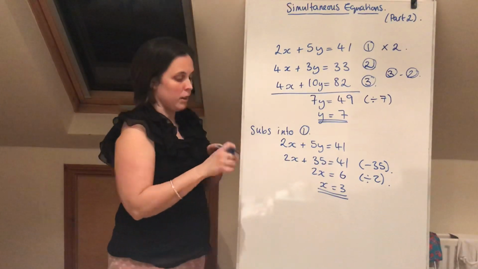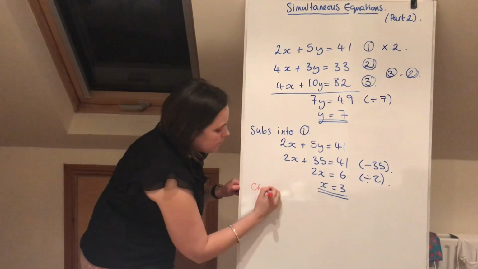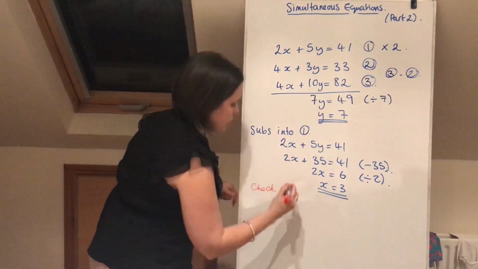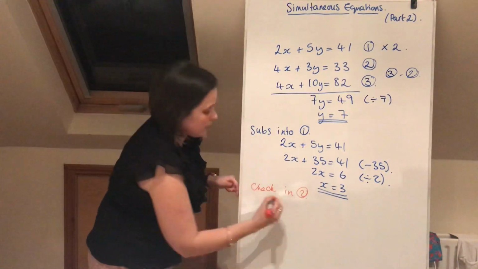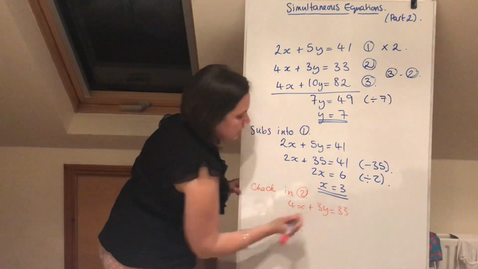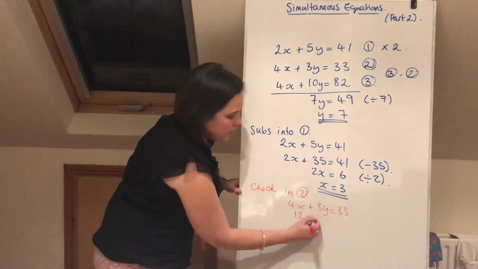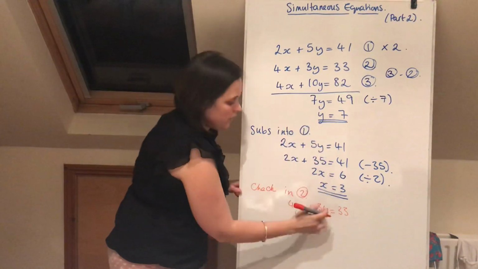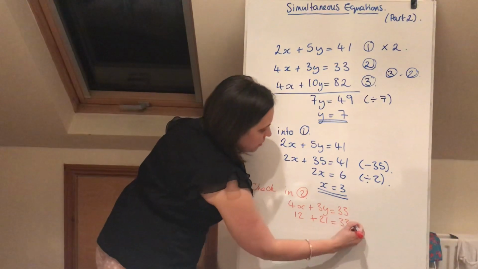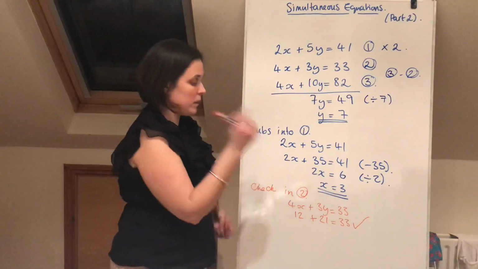Now if you remember from last time, I had a little trick up my sleeve, which is to check your answer. So we're going to check in the equation that you've not used. In this case it's number 2. So I'm going to write it out: 4x plus 3y equals 33. Now x is 3, 4 lots of x is therefore 12. Y is 7, so 3 lots of 7 is 21. Does that equal 33? Yes it does. And therefore we've solved it, we've got it completely right, and we've managed to check our answer.